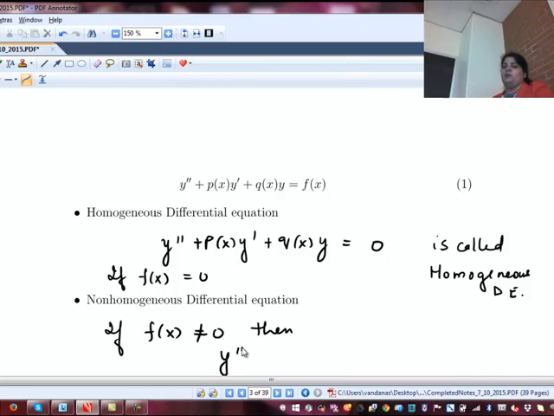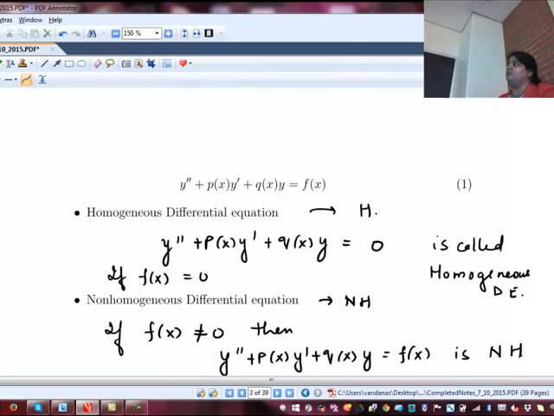then y double prime plus p(x)y prime plus q(x)y is non-homogeneous. And now onwards I will be using the shorthand NH for non-homogeneous and H for homogeneous. Okay, so we will first focus on understanding how we will solve homogeneous, and then we will move on to non-homogeneous problems. So for the homogeneous problem also, if you look at this differential equation, if p(x) and q(x) are some functions of x, it is hard to solve.